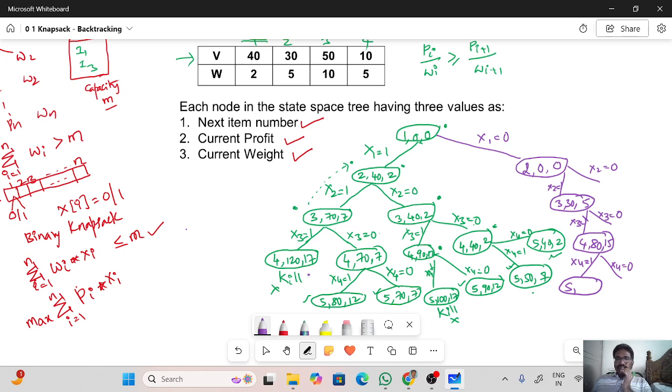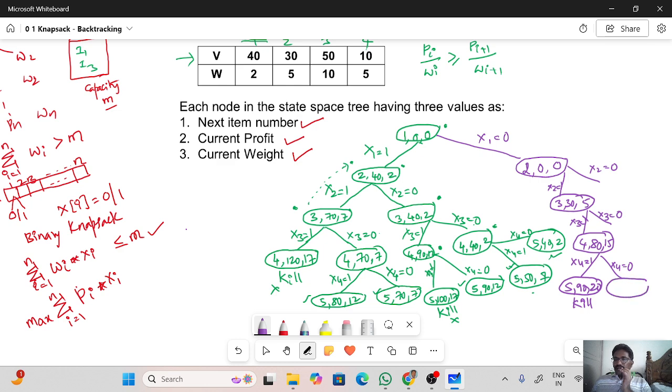Nothing but what is the fourth item profit? 10. 80 plus 10, 90. What about the weight? 15 plus 5, 20. So 20, is it possible? Is 20 greater than 16? Yes. So kill the node. Unable to expand this one, take the backtrack.